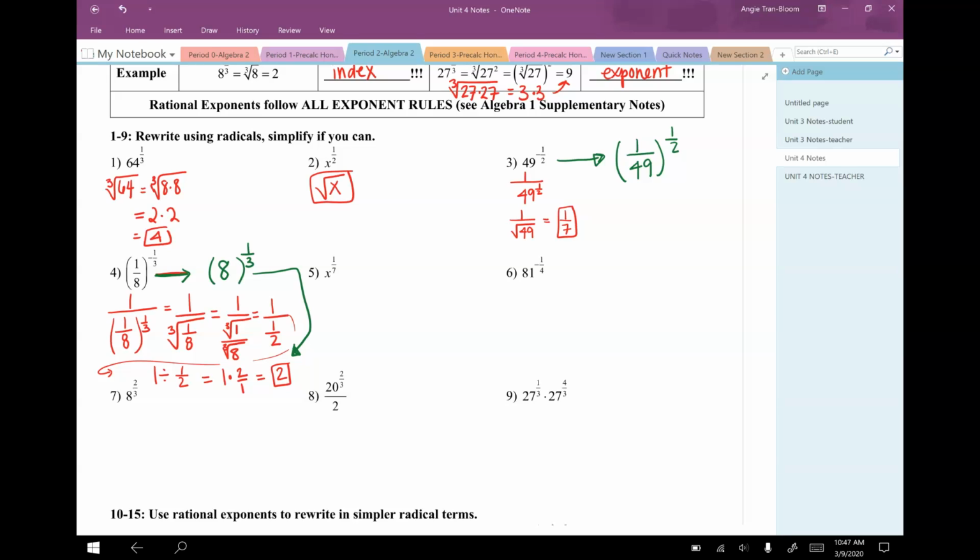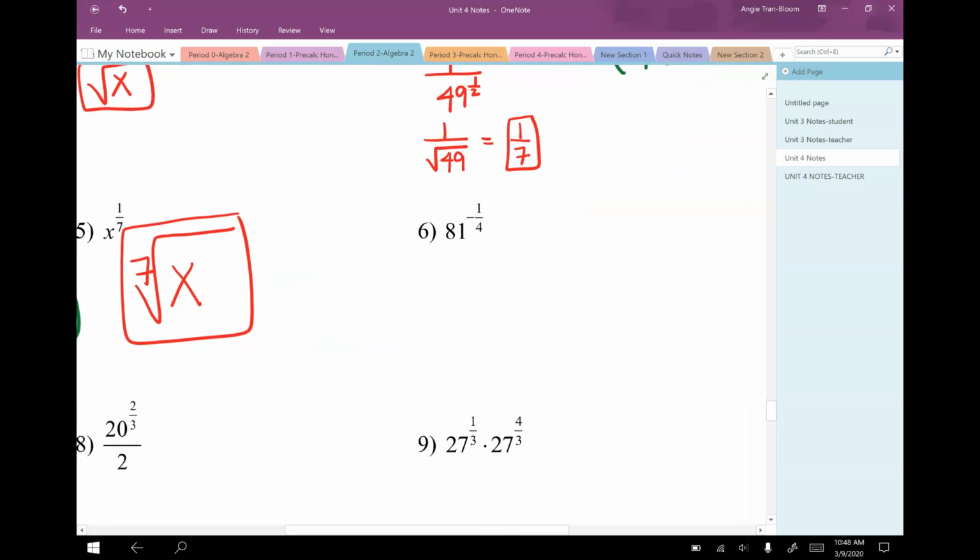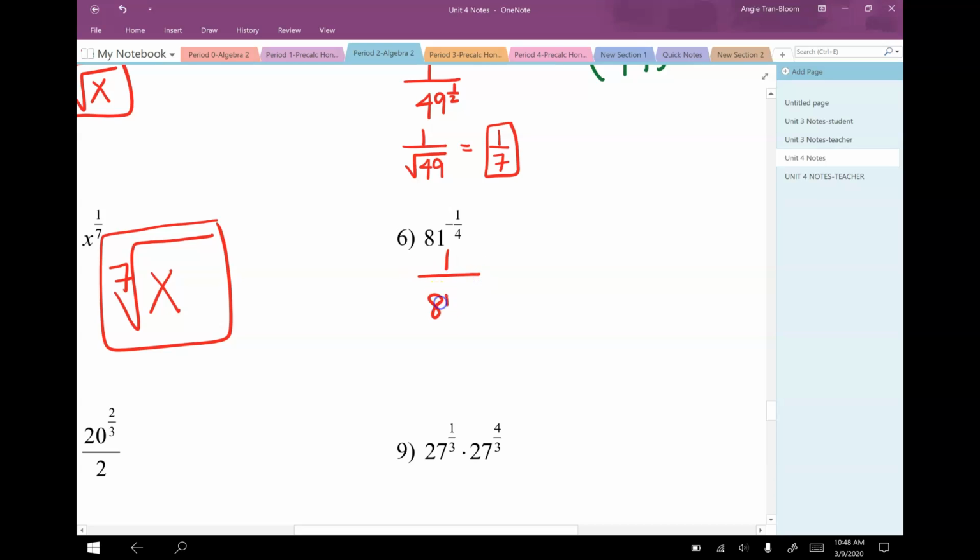5. X to the power over 1/7. What is your index? 7th. What's inside? What power? 1. So do I need to remember the 1? No. Now, 81. You have choices now. Do you want to write 1 over 81 to the positive 1/4? Okay, let's do that. 1 over 81 to the positive 1/4 power, which is 1 over 4th root of 81.